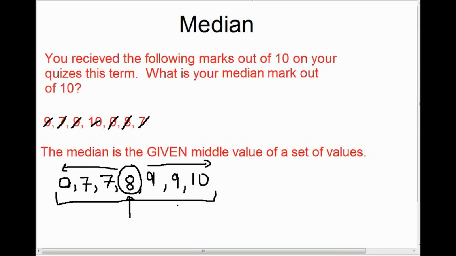I mean, that 0 did have an effect on your mark, but it didn't bring it down as much. So there's one example of where we might use the median to indicate what's in the middle rather than the mean. And again, the median is usually a given value, and we find the median by putting the values from smallest to biggest, and then seeing what number is in the center.